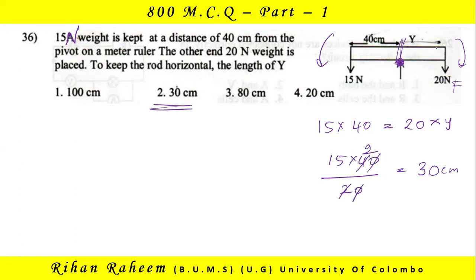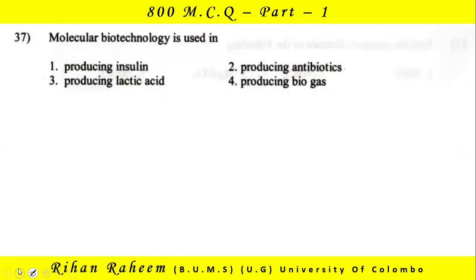So that means this object is not kept at the end of the meter ruler. There is another part on the other side. Are you clear about it? We use the equation: clockwise moment equals anti-clockwise moment, F into D on one side equals F into D on the other side. F1 D1 equals F2 D2 under equilibrium of moments. Hope you all are clear. Here I didn't convert to meters because I know the final answer is also going to be in centimeters, so I just kept it like that to save time.